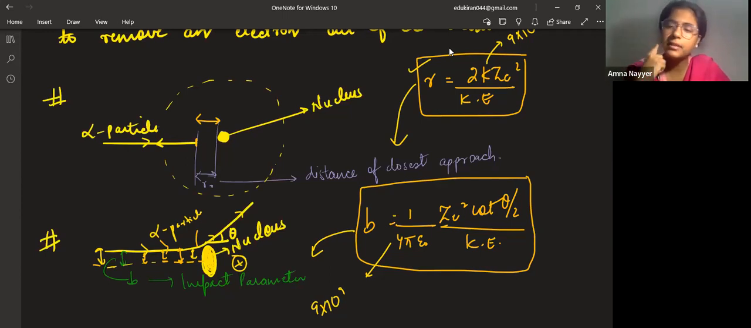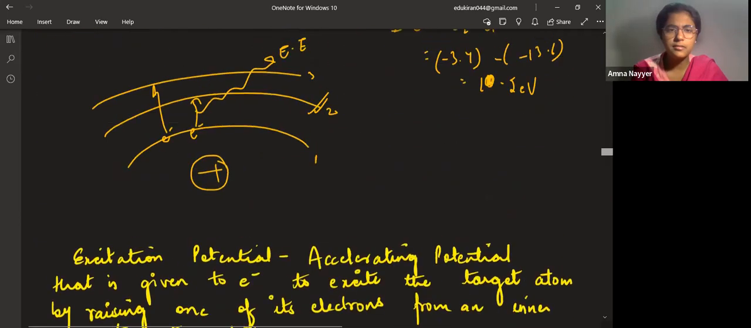So impact parameter has a formula. Again, K is 9 into 10 to the power 9, Ze square cot theta by 2 divided by kinetic energy. That's it. This is what you should remember. Quickly write these two and write the energy values and Rydberg's constant. That's it. No need to draw the Lyman series and all. All right, quickly note this part. Then we'll jump on to the numericals.